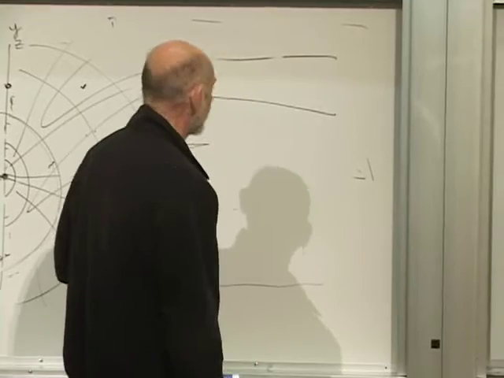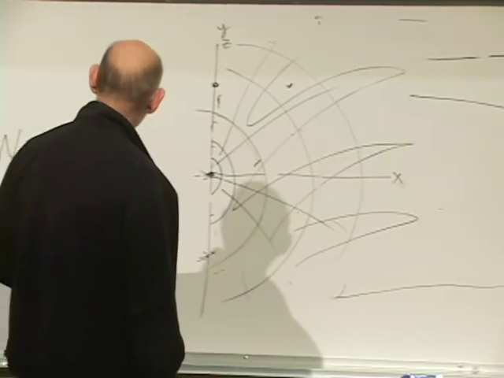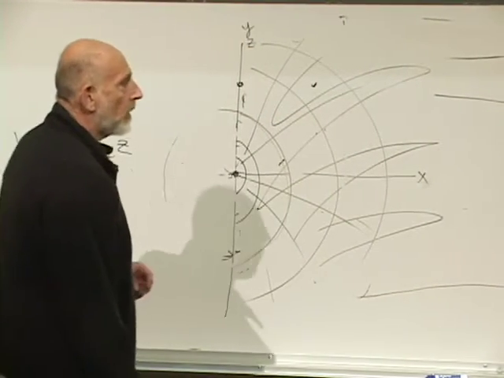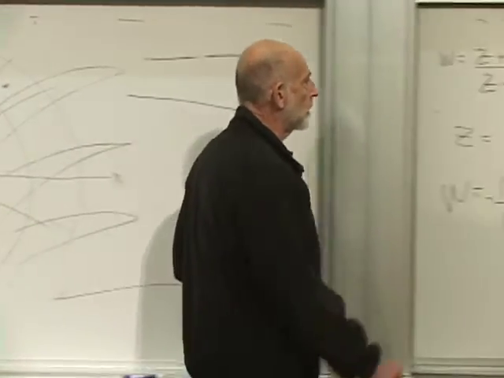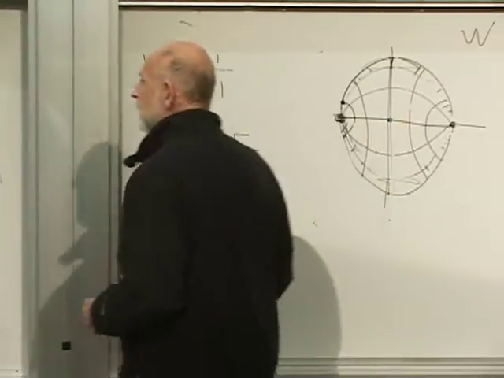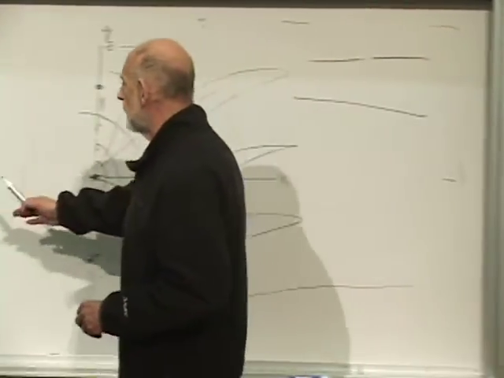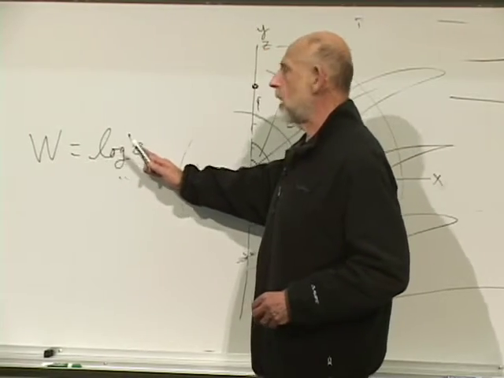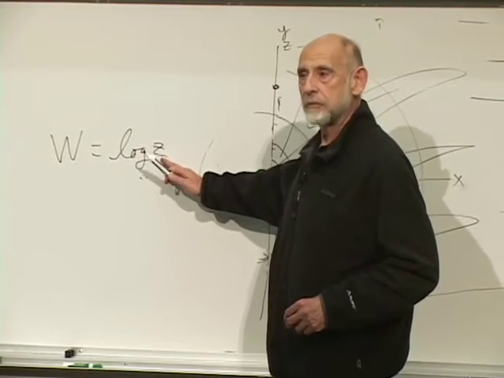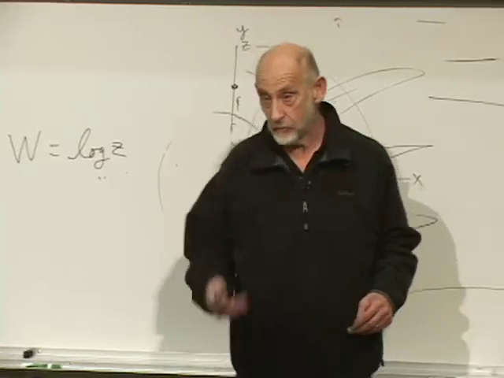Let's see, it goes through the point, it goes through the origin. It passes through the origin on the W plane. So where is the origin on the W plane? It's the thing whose logarithm is 0, 1. Right.